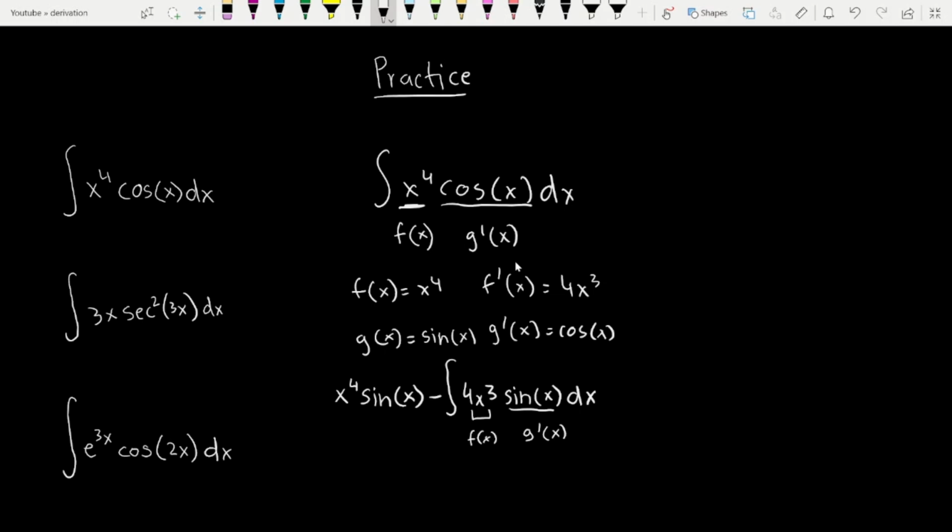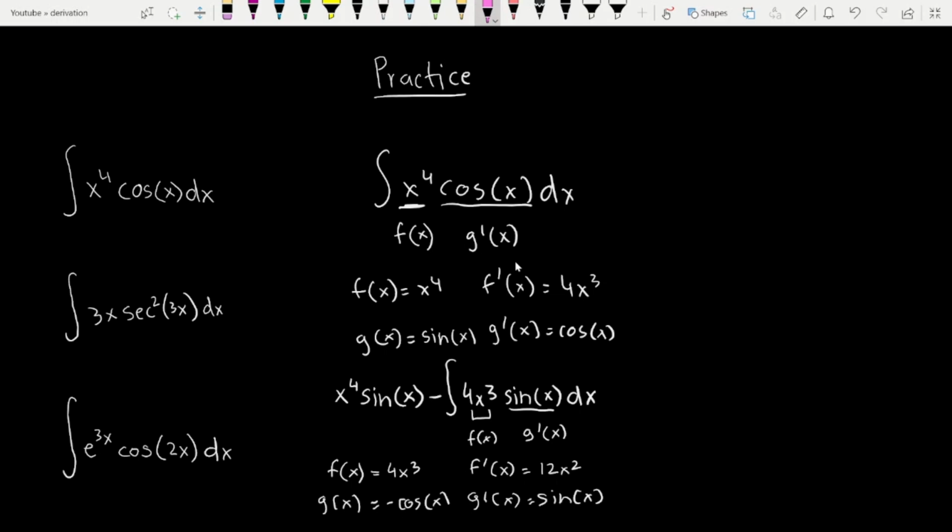Okay, so I got my f of x. So f of x is going to be 4x3, and then f prime of x is going to be 12x2. And then my g prime of x is sine x, and my g of x is going to be, I believe, negative cosine. I hope I'm not wrong. Negative cosine of x. Okay, so I integrate this once more.